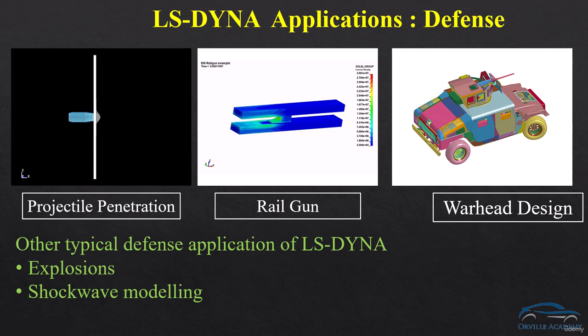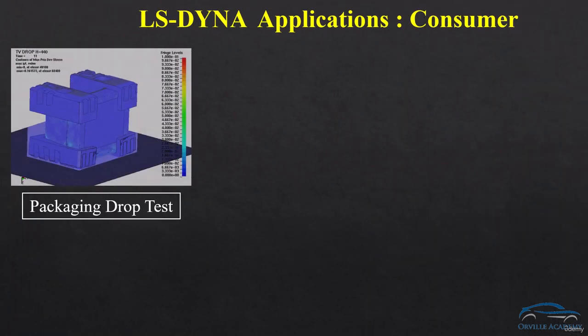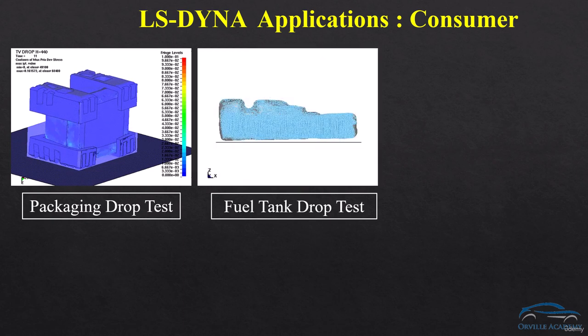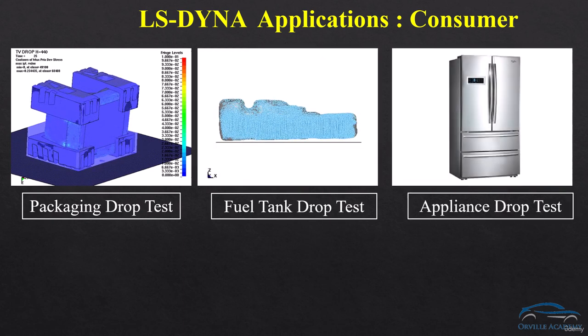One of the most popular examples of any explicit code including LS Dyna is the consumer domain. In case of the consumer domain, we can do different drop tests such as packaging drop test, fuel tank drop test, or any appliance drop test for that matter.